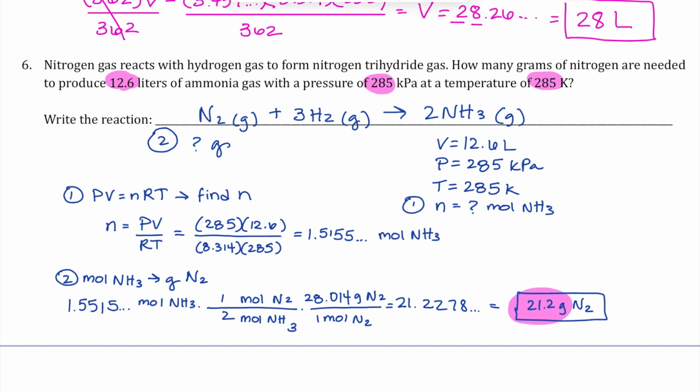And then let's look at our sig figs. So we've got 3 sig figs, 3 sig figs, 3 sig figs, and the molar mass we had 5 sig figs. So we're going to keep our tens place, our ones place, and we'll round to the nearest 10.